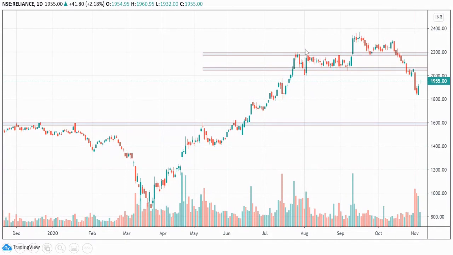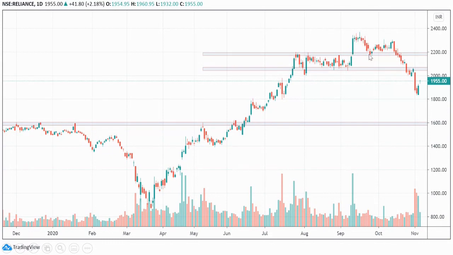So here if you see, this area is acting as a supply zone. Here I have marked the tails because that is the whole area where price can get rejected, and here it is getting rejected at the lower part of this zone. Similarly, if you see this area, the lower area, this is acting as a demand zone because price is bouncing from here, right?